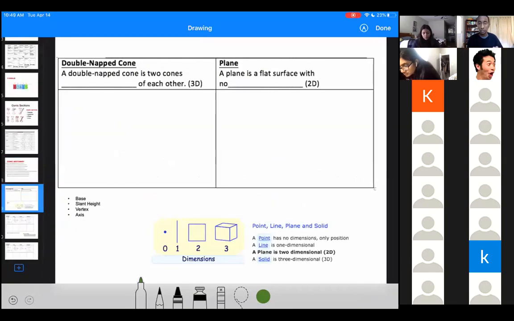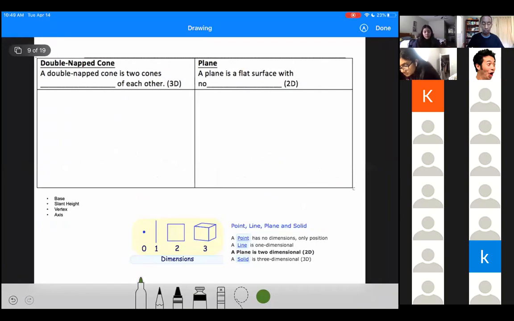Okay, so let's start with where they come from. We just talk about vocabulary. They come from the relationship between a double napped cone and a plane, okay? So a double napped cone is when two cones are opposite of each other.